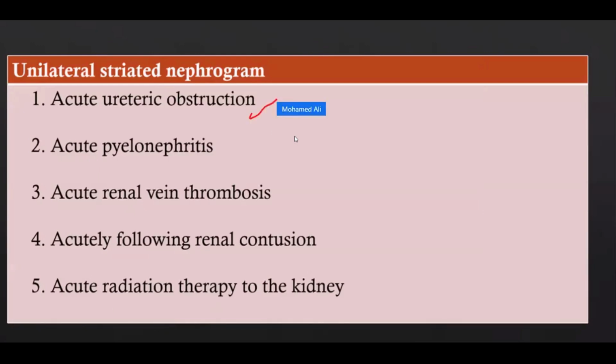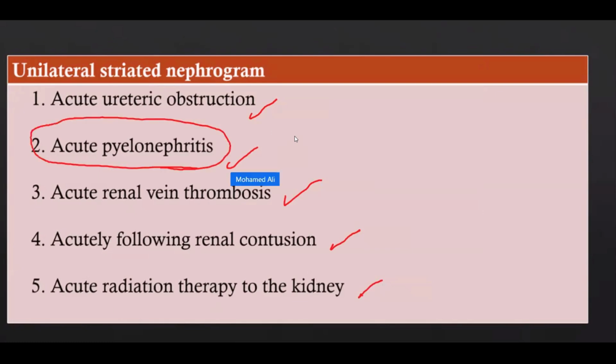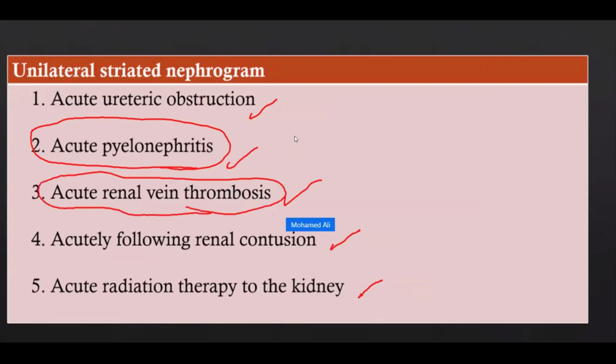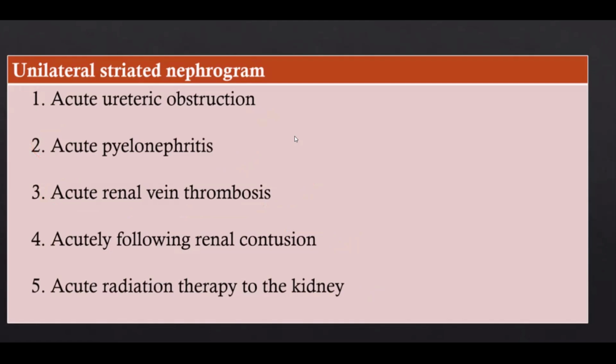The differential diagnosis of unilateral striated nephrogram includes acute ureteric obstruction, acute pyelonephritis, acute renal vein thrombosis, acute renal contusion, and acute radiation of the kidney. This one is most important. Acute renal vein thrombosis causing renal infarcts is also one of the top differential diagnoses.